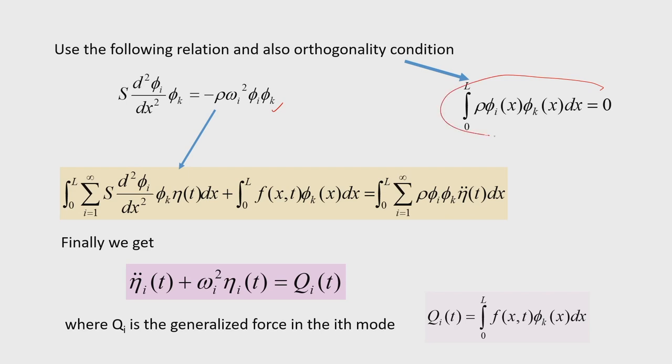So this is the orthogonality condition that has to be used. When it is summed up, phi 1 phi 2 will come, phi 1 phi 3 will come, like that, but all the terms will be 0 except the integral of rho phi i squared dx from 0 to L, which is 1. So ultimately here we will get eta i double dot t. This term is the inertia term. And from that condition, if you substitute this, then you will get omega i squared eta i t.